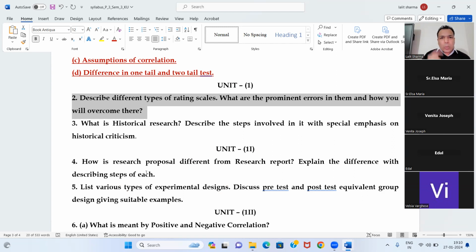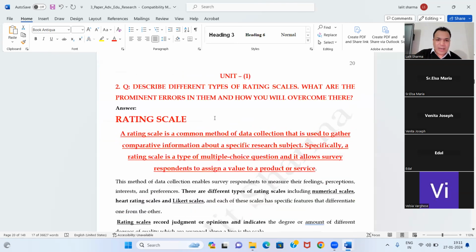One, you should know about the rating scale. Second, you should know what type of errors come in rating scales while rating. And third, what are the suggestions. So basically this question is very easy and related to research tools, because a rating scale is also a research tool, right?